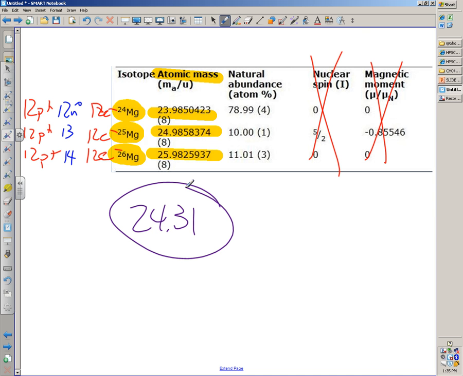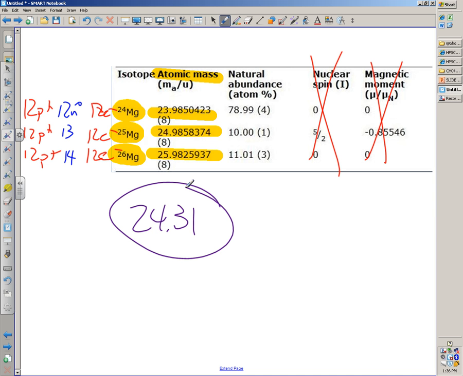So what does it give you? The average atomic mass. But this is about 24, and this is about 25, and this is about 26, the average of those three numbers is 25. That's not 25, it's 24.3. Why?